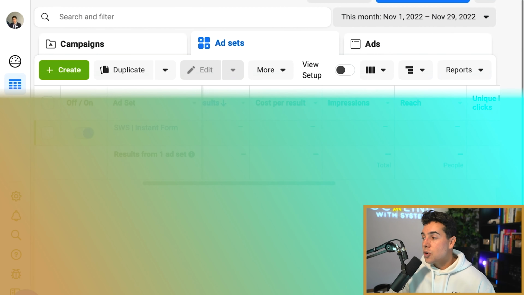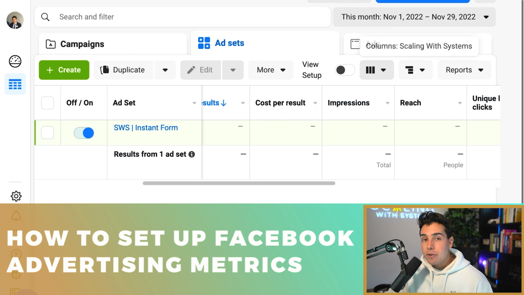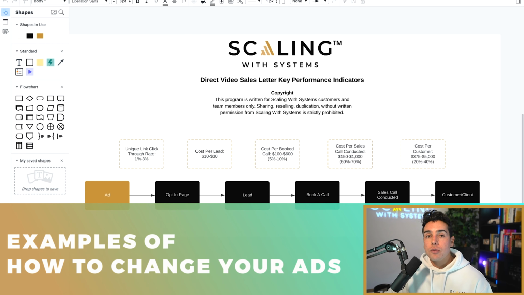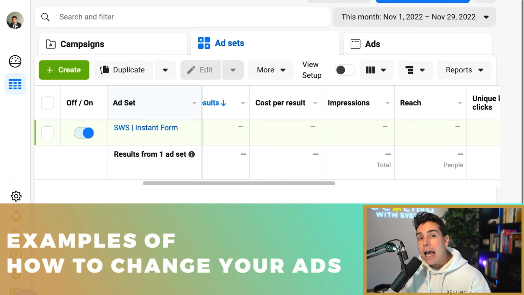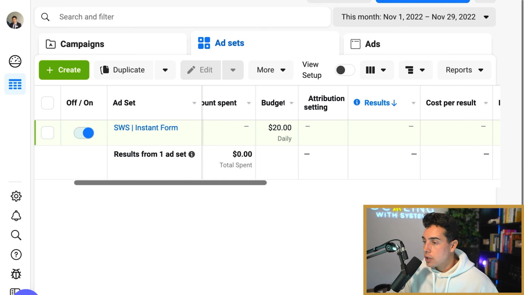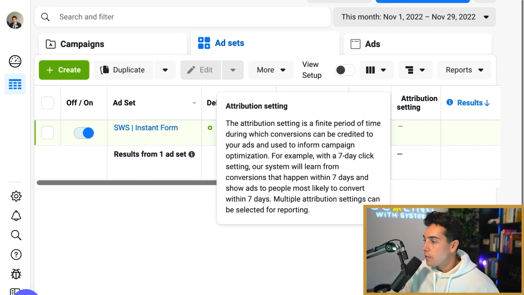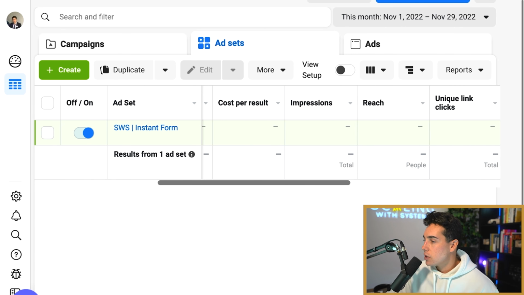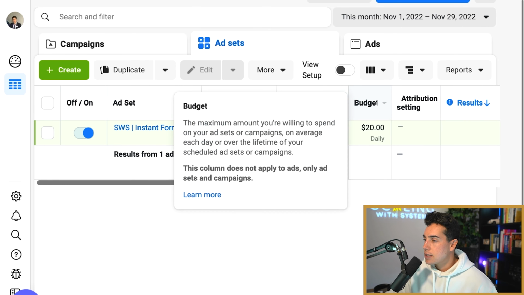So now let's get into how to set up these Facebook advertising metrics, these key performance indicators, inside your Facebook ad account. And we're going to finish off this video by walking through some example numbers you should be looking for and how to change your ads if you're not. So this is inside the Facebook Ads Manager. Most of you should be familiar with what this looks like if you're watching this video. And you can see there are these different columns at the top here. You can see it says delivery, amount spent, budget, results, cost per results, etc.